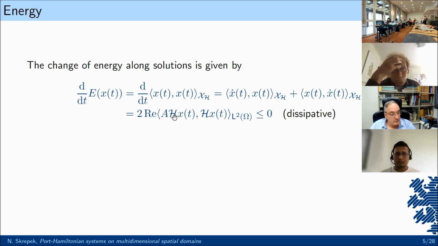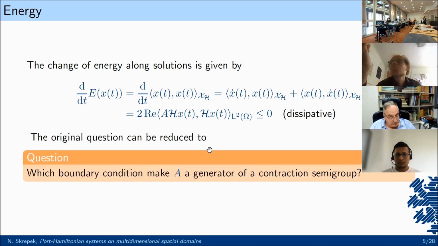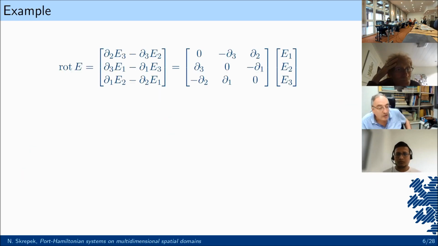And now if we substitute Hx with just a y, we can see that this is equivalent to only A being dissipative. So we can also drop the H in our theory, so it doesn't matter if we have an H or not. So the original question can be reduced to which boundary conditions make only A the generator of a contraction semigroup. So far, so good. And now I want to give an example.